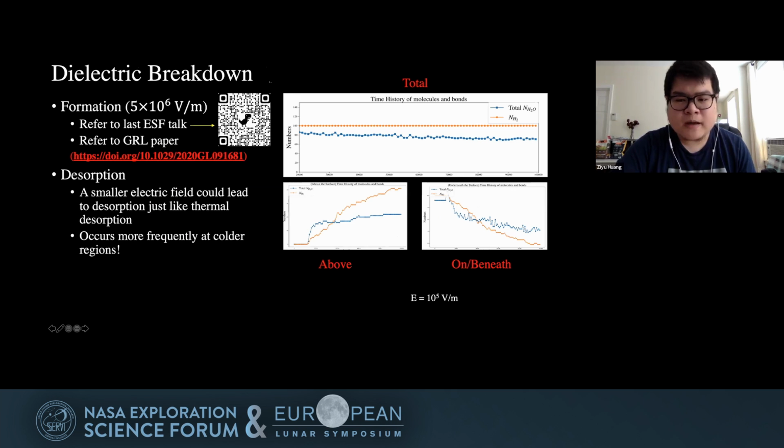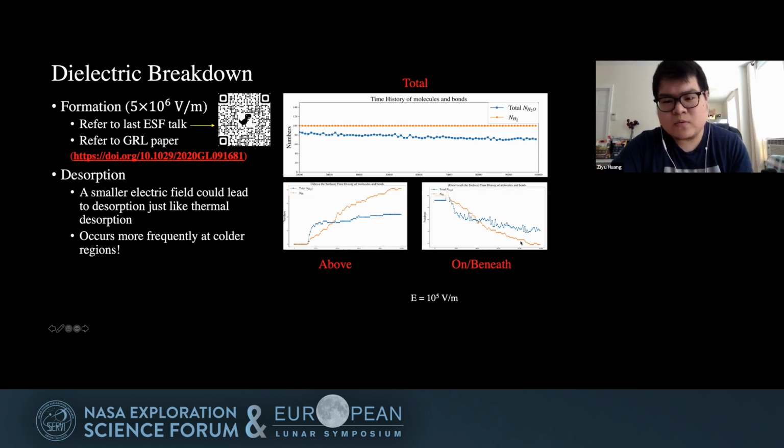What we want to update this year is that the electric field can also trigger desorption, which is a loss mechanism. And compared to dielectric breakdown, the desorption starts at a lower electric field level. This can be seen on the right. When an electric field on the order of 10 to the fifth volts per meter is applied, the number of molecules in total stays relatively stable, meaning that the electric field won't break H2 or H2O.